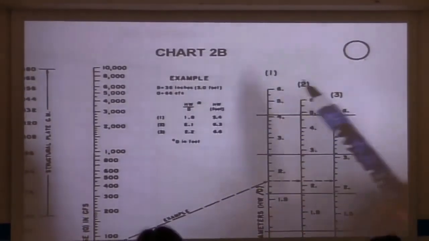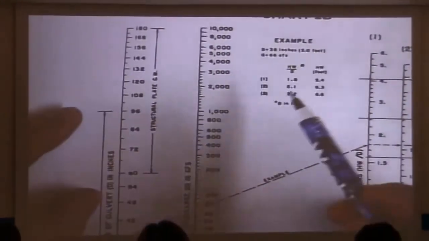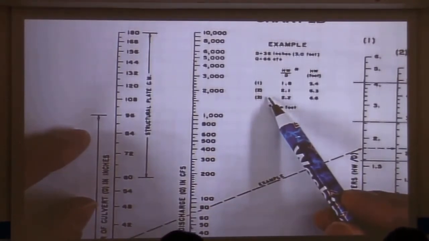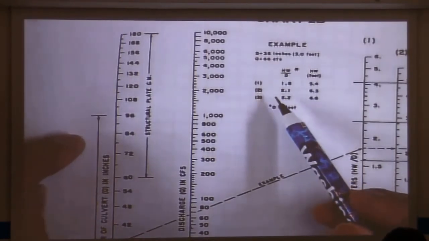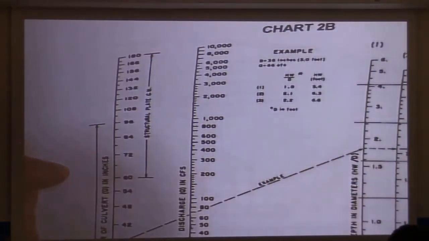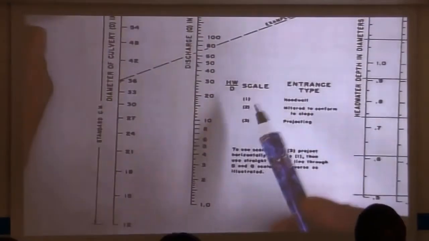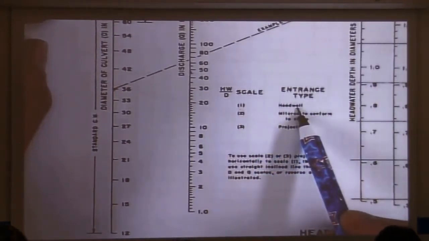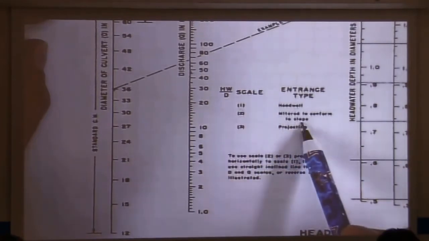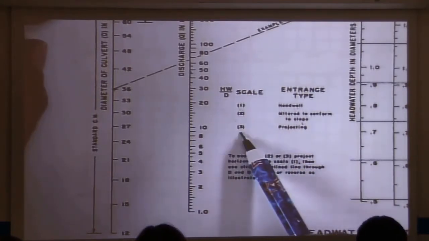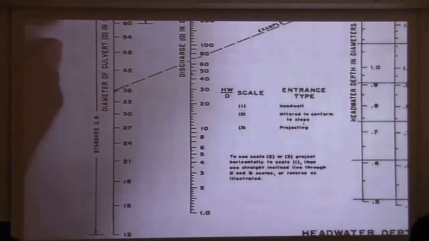So you'll see these three lines are labeled 1, 2, and 3. If you look at the key here that's in small font and is also blurry, you will see that 1 corresponds to a square edge head wall. Line 2 corresponds to an entrance condition mitered to conform to slope. 3 corresponds to a projecting entrance. And we know each one of those is different because of momentum.